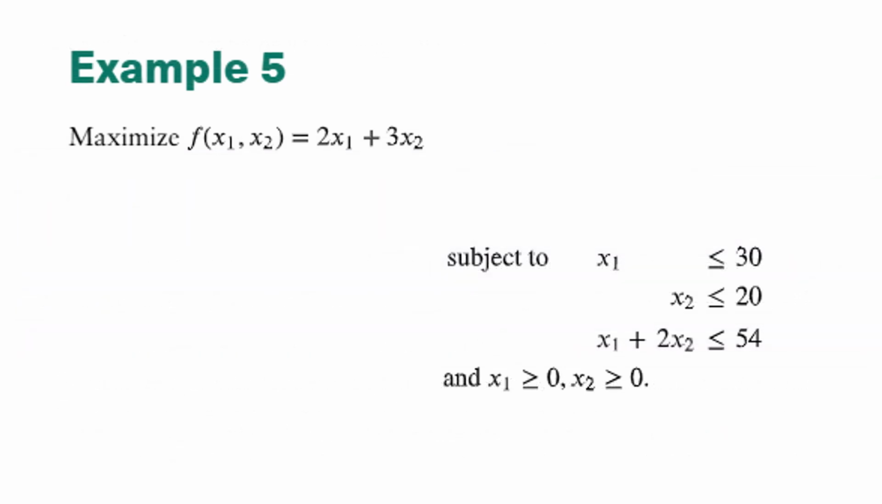So let's finally solve a problem geometrically. Here, the example says, maximize this objective function, f of x1, x2 equals 2x1 plus 3x2, subject to constraints. x1 has to be less than or equal to 30, x2 less than or equal to 20, and x1 plus 2x2 less than or equal to 54, and x1 and x2 must both be non-negative.